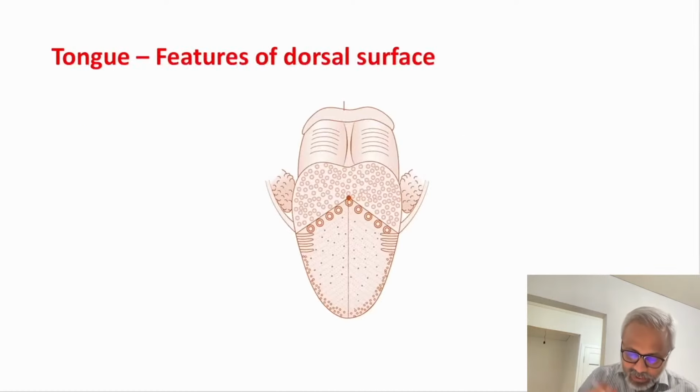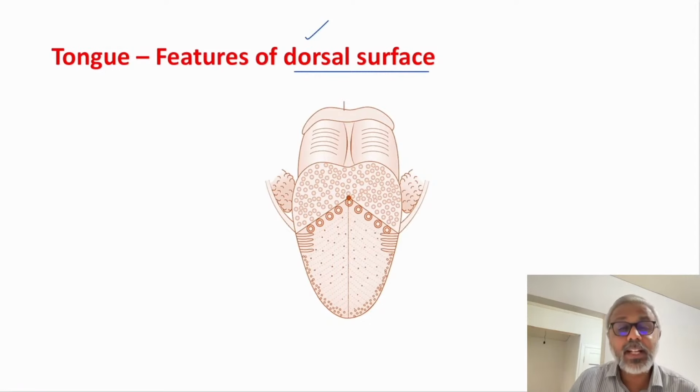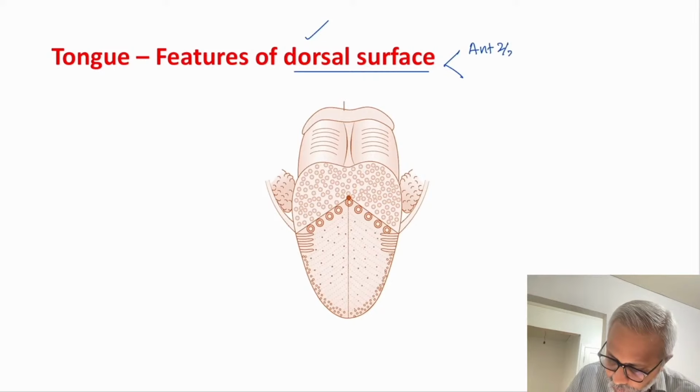Then the next thing is to describe the features of the body. As we just learned, the body is divided into a ventral surface and a dorsal surface. First, start with the dorsal surface. In your exam, most often they will ask you the features of dorsal surface. Right. The dorsal surface of the tongue is first divided into 2 parts. These are the anterior 2/3 and posterior 1/3.